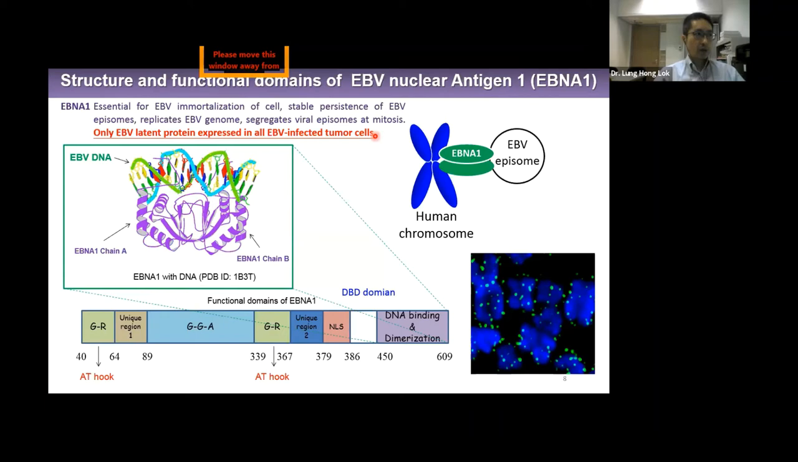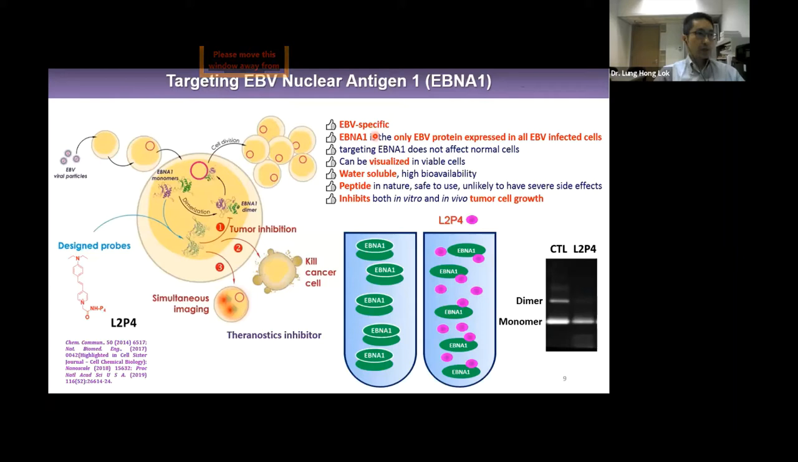So next, this is the strategy of how we are making the anti-EBNA1 compound. Let's take our compound called L2P4 as an example. It contains a peptide. A peptide is a short form of protein, but it just contains less than 10 amino acids. But this peptide can specifically bind with an EBNA1 monomer. In addition, we have attached a fluorochrome, which is a small molecule.